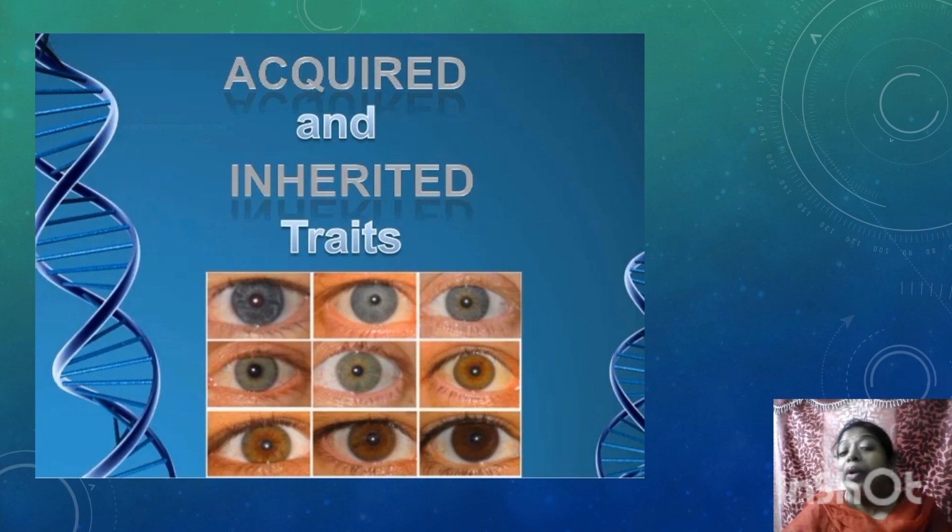Okay, how it develops as a result of the environmental issues, or due to the influence of an environment. So these traits are not coded by the DNA of any type of living organism, and therefore the acquired trait cannot be passed on to the future generation.